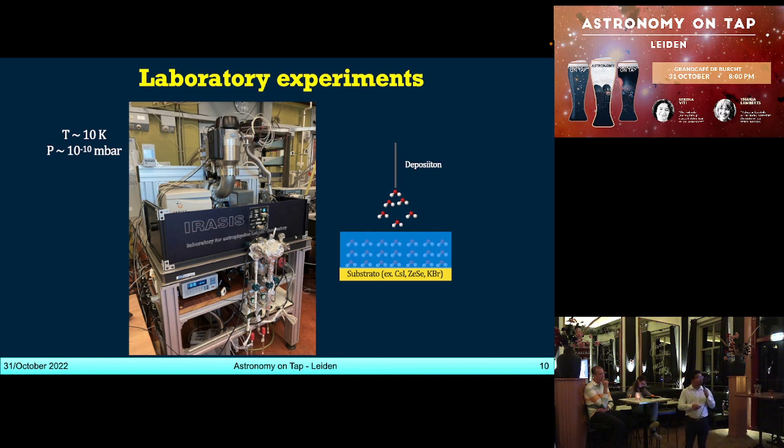So basically what we do is, in this part here, we can put small tubes, for example with water, and then the water vapor goes inside this chamber here, which is cooled to this temperature, and forms ice. So the gas comes here, condenses onto the substrate, and then we have the formation of the ice.